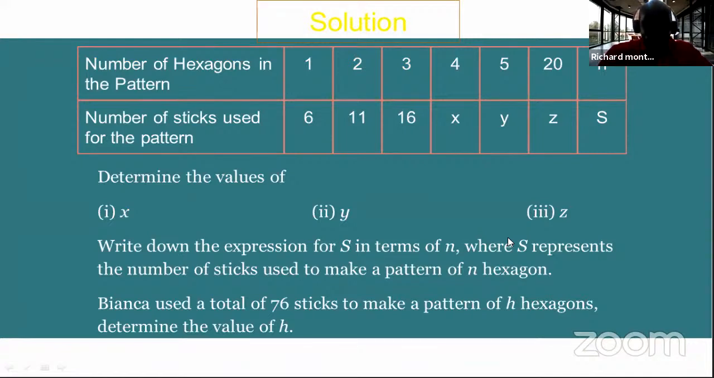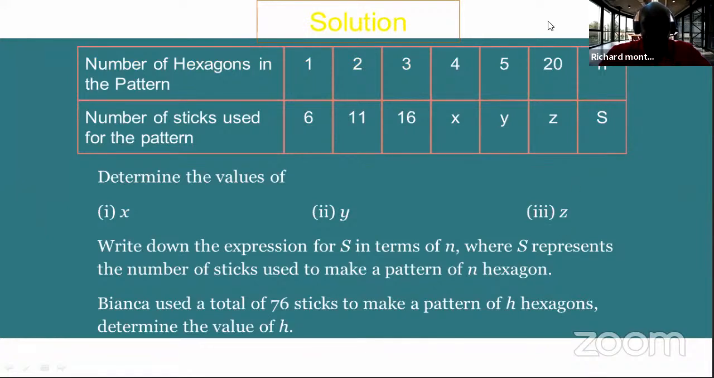For those who don't see it as yet, we're going to be looking at it. But there's an addition to the question, and I want for you to recognize that. So we have already calculated or determined the value for x, y, and z. It then says write down the expression for s in terms of n, where s represents the number of sticks used to make a pattern of n. Who can first put that in the chat? Let's see. Remember, write down the expression for s in terms of n.